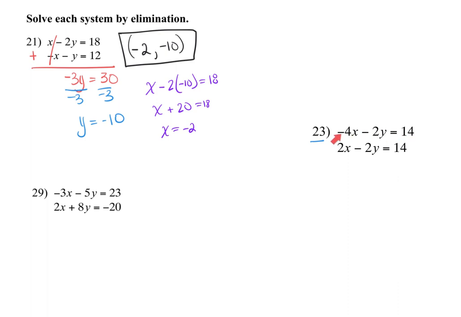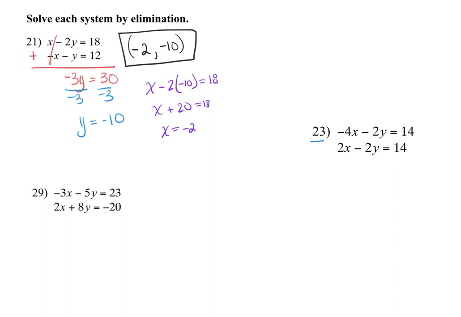You could divide this guy by 2. That would give you a negative 2 and a positive 2. You could multiply this guy by 2. That would give you a negative 4 and a positive 4. Or you could multiply either equation by negative 1 and your y's will cancel, right? And so there's a multitude of ways to do this that will give you the same exact answer every time, okay? It does not matter which.